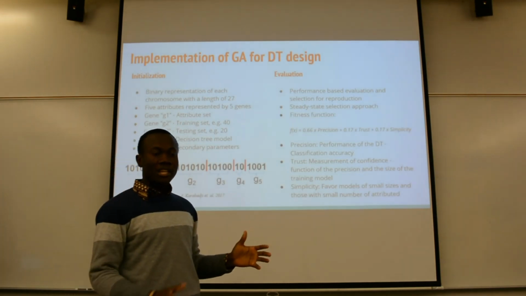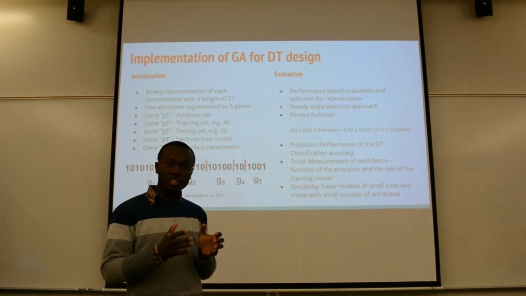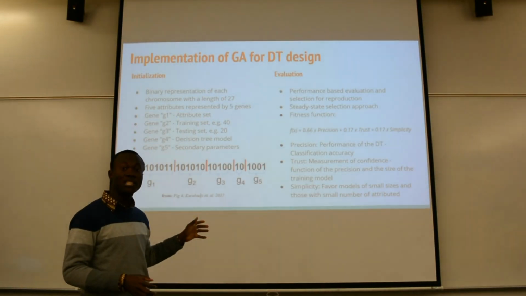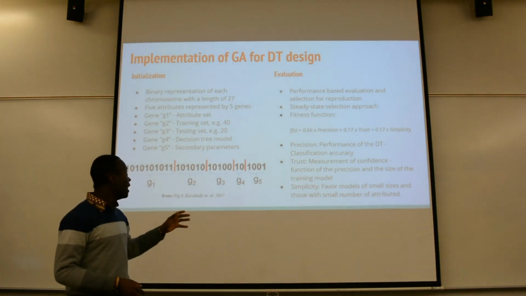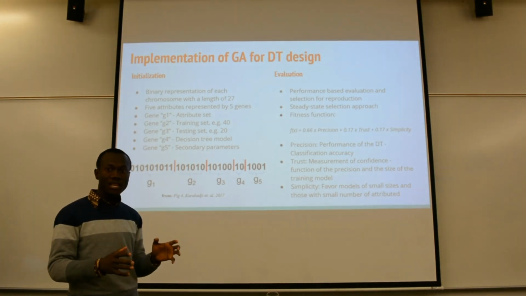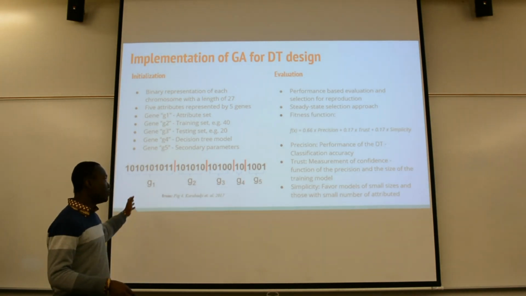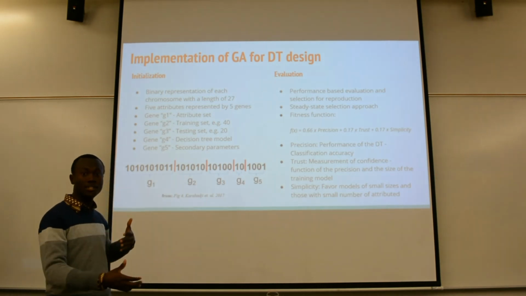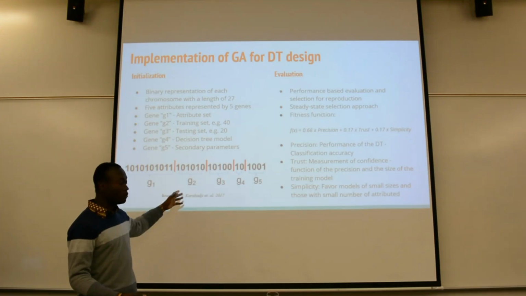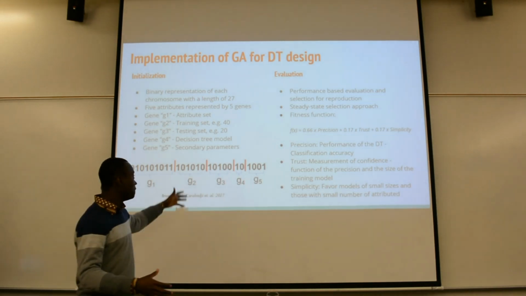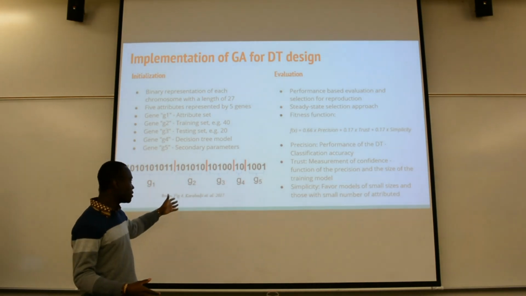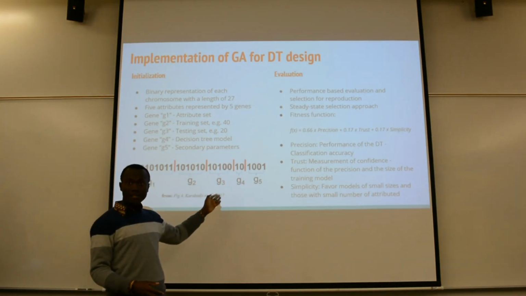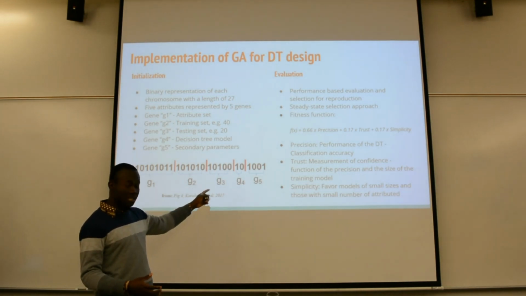The initialization in using GA genetic algorithm for decision tree design is basically a binary representation of the chromosome with zeros and ones, and 5 genes are taken into account. The first gene refers to the attribute set, the attributes which are taken into account in the decision tree design. The second gene refers to the size of the training set. In this example, the size is 40, so it is the binary representation of 40. The third gene is for the testing set, a binary representation of 20 in this case.